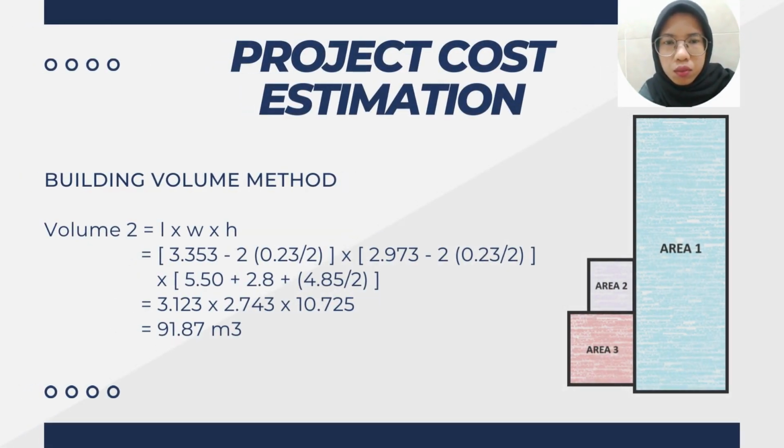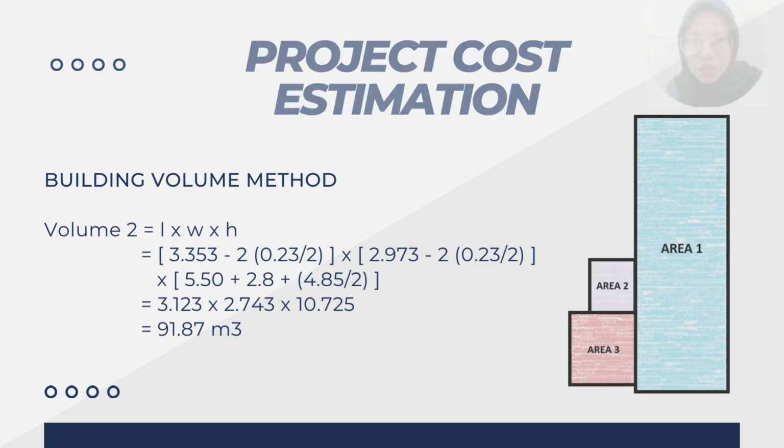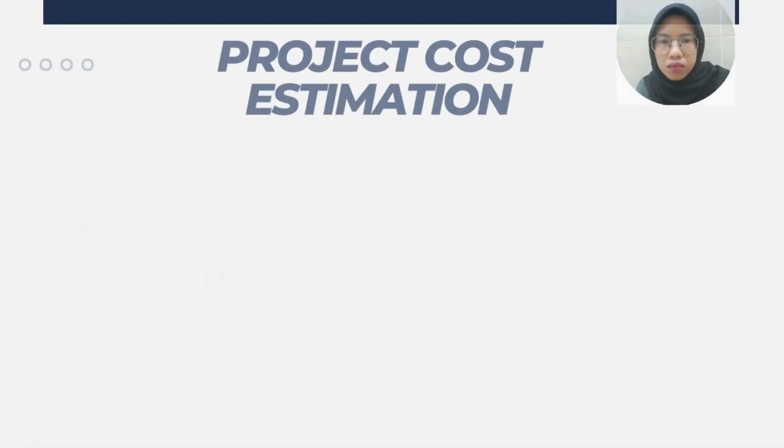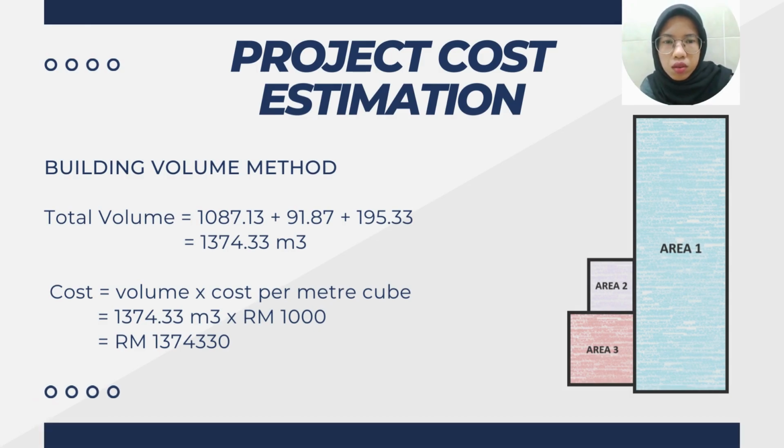And next, for volume 2 we got 91.87 meter cube, and for volume 3 we got 195.33 meter cube. Lastly, we calculate the total volume and the cost, and we got the answer of 1,374,330 ringgit.